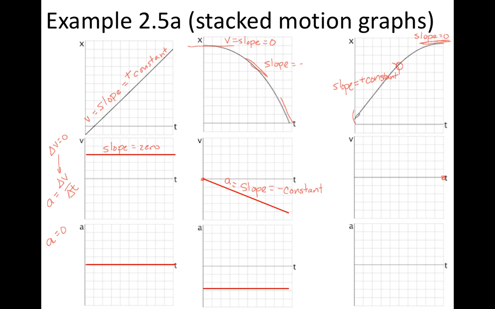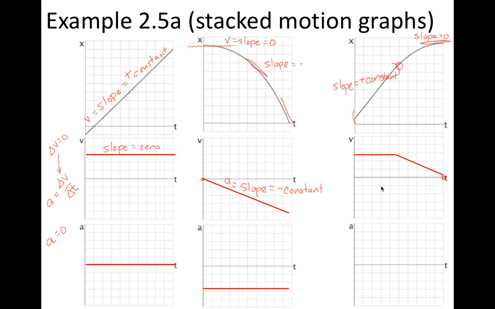We know that the initial point needs to be a positive value. And we know that it needs to be a constant value. So we have a horizontal line for the first part of the graph, and then the last part of the graph is going to be a downward sloping line because the velocity approaches zero.